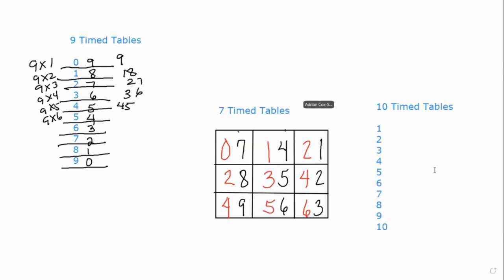And with the nines, I told you start at 0 and go down to 9. With the tens, I want you to start with 1 and go down to 10. And then what I would like for you to do is start with 0 and go all the way back down to 0. You can see it right here. No, sorry, I'm thinking something else.